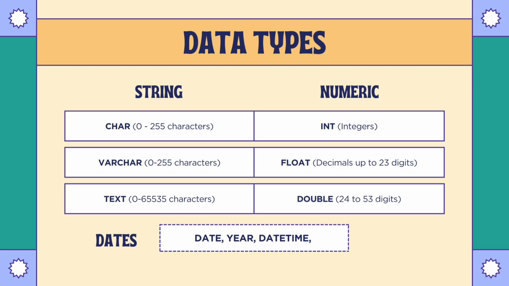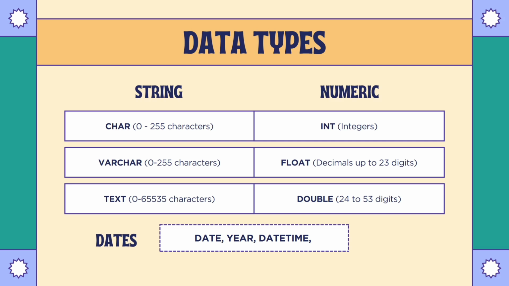Numeric: here we get integer, int. Here we can store integers. Float: if we have decimal numbers then we can use float, and with float we can store up to 23 digits. Double: if we have a longer number than 23 digits then we have to use double.